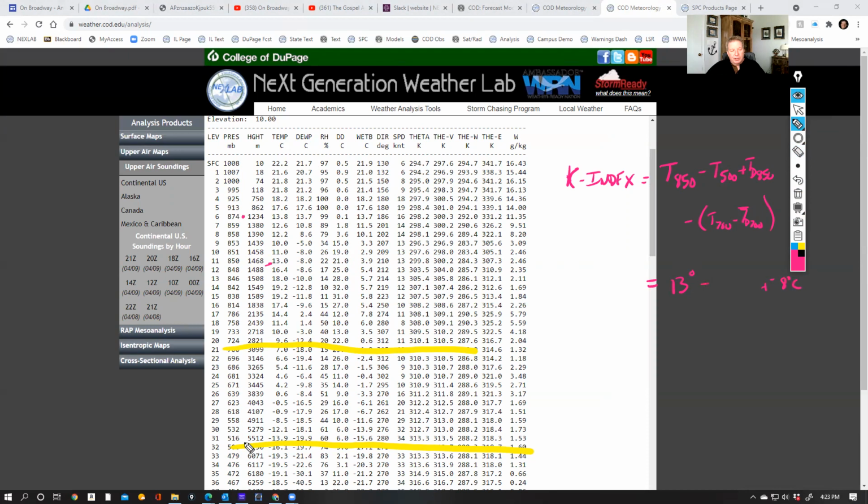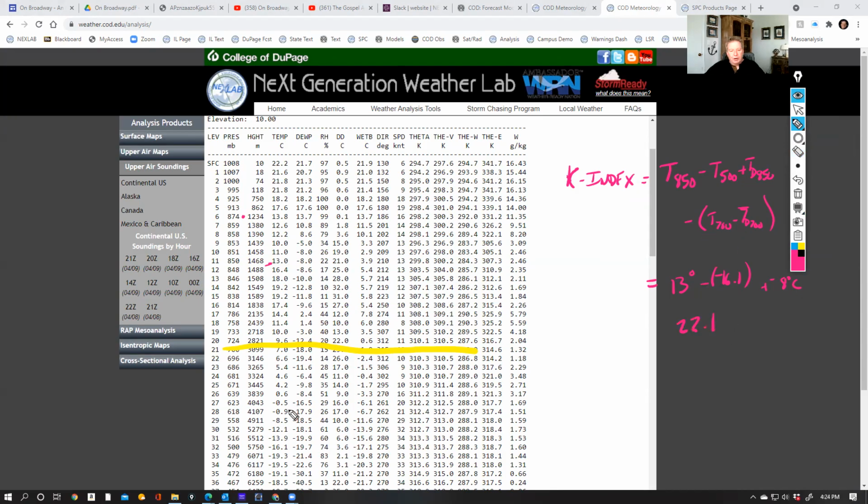And then what's the 500 millibar temperature? The 500 millibar temperature is here, and it's negative 16.1. Minus negative 16.1. You add those together, you get minus a negative is plus. So this is 29.1 minus 8. Sorry, that's for this one. So 29 minus 8 is 22.1.